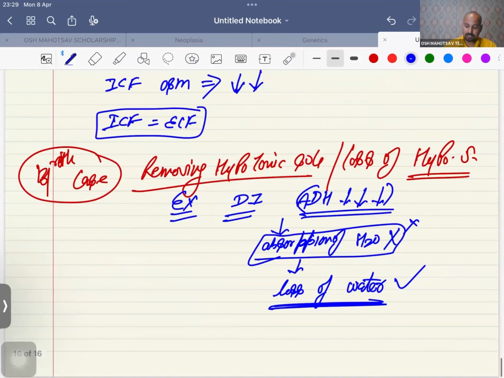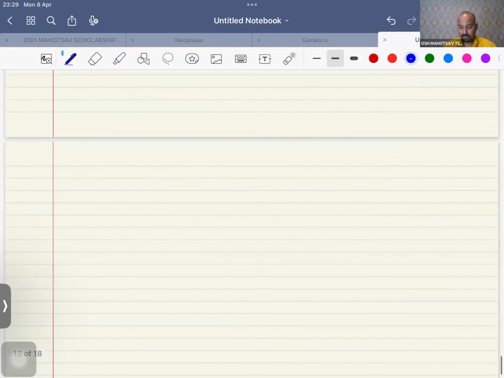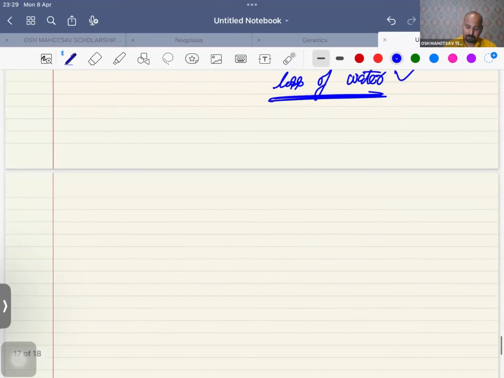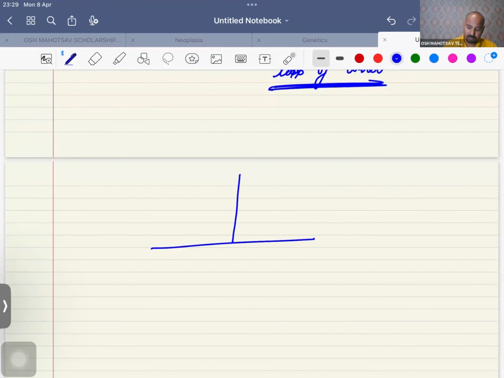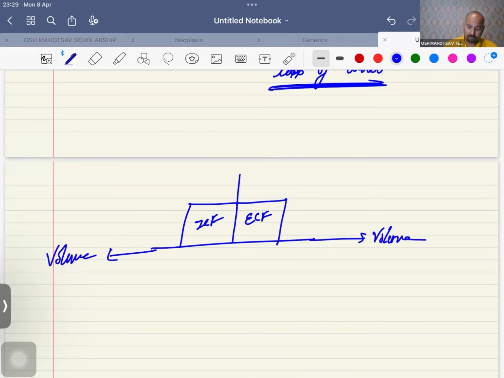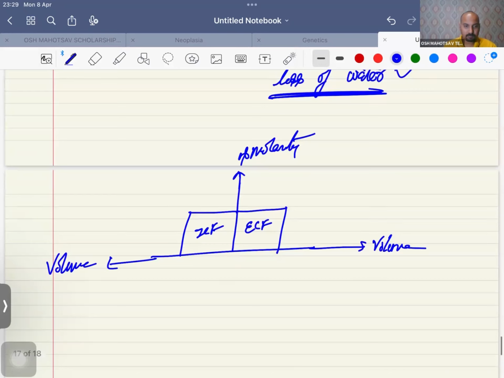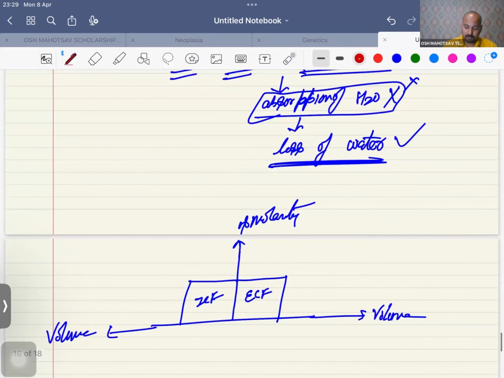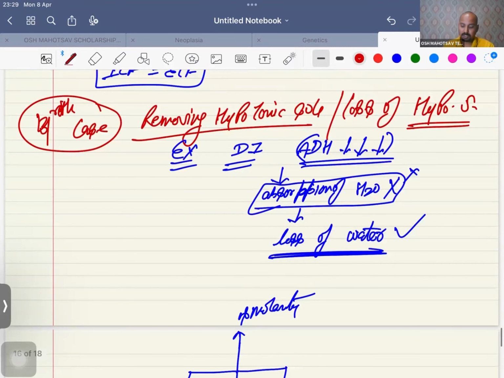Okay, so in that case again we have a diagram. What is this? This is ECF. This side we have ICF. This side we have volume, again volume and osmolarity. Okay. Now we will apply this. We are removing hypotonic solvent.